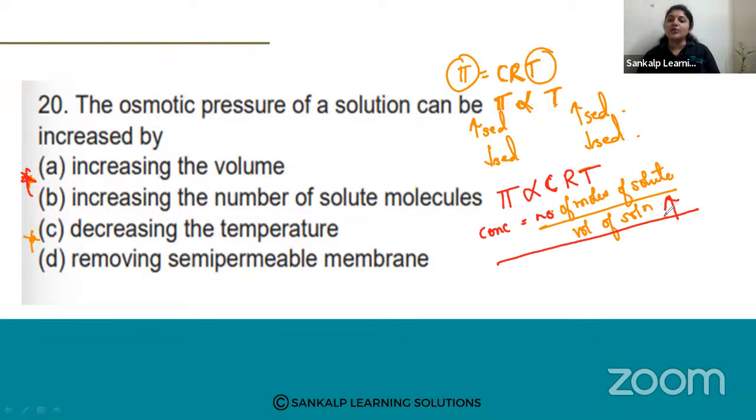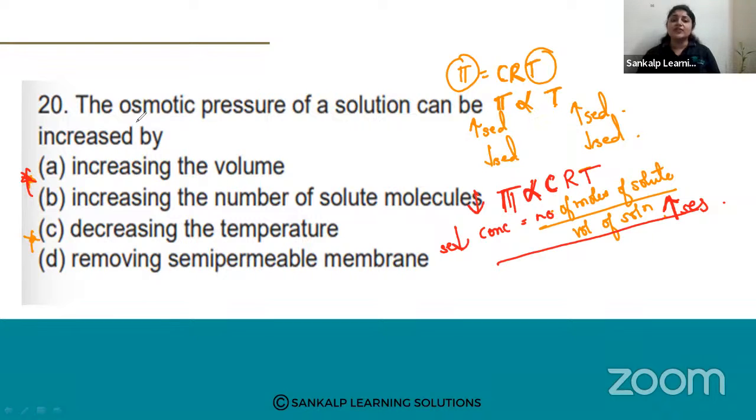Now if volume of solution increases, what will happen to concentration? See that concentration is inversely proportional to volume of solution. So if volume of solution increases, concentration will decrease. If concentration decreases, what will happen to osmotic pressure? Because concentration is directly proportional to osmotic pressure, osmotic pressure also decreases.